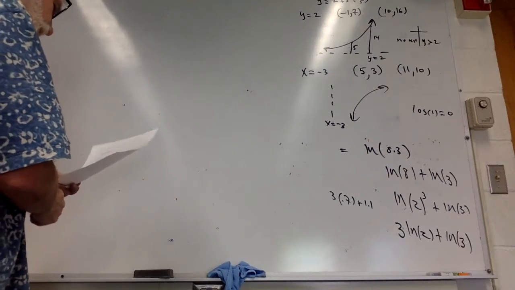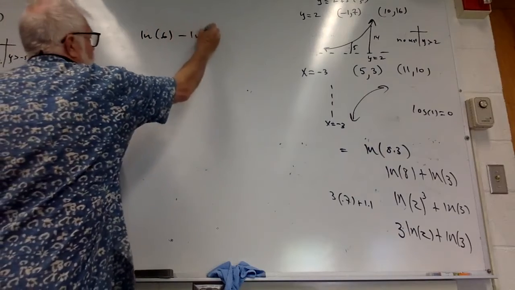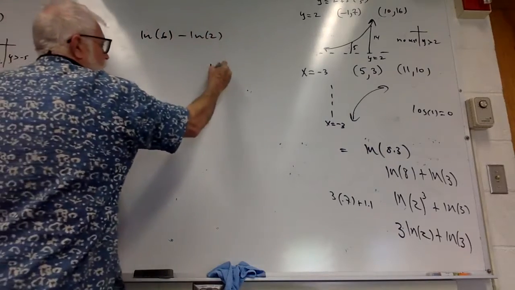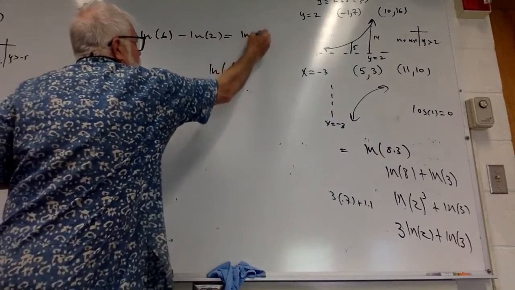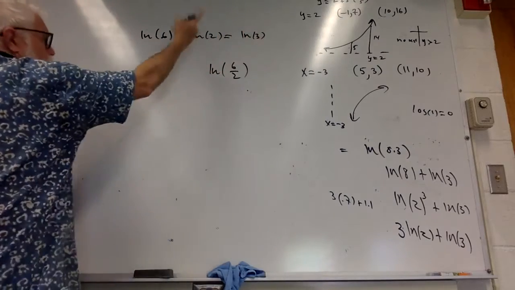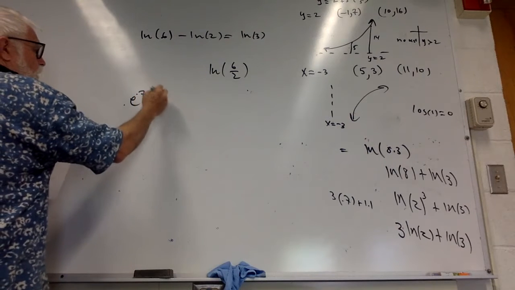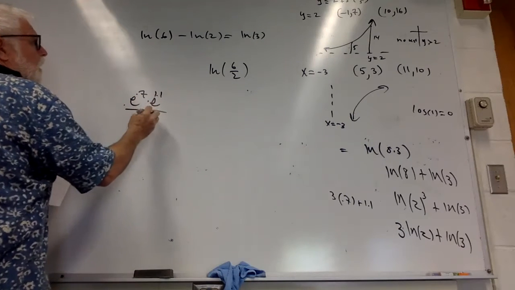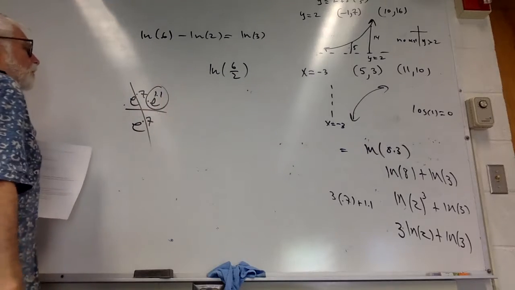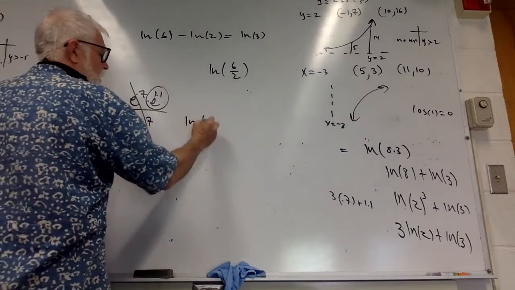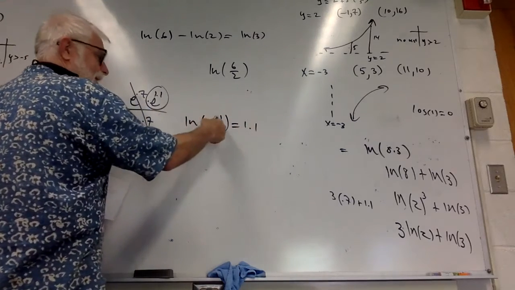All right, we should be able to craft a statement regarding ln of 6 minus ln of 2. All right, division is the ln of 6 divided by 2. We know that this is equal to the ln of 3, right? Because the rule. All right, so what is 6? 6 is e to the 0.7 times e to the 1.1, and I'm dividing by e to the 0.7. We can see the cancellation. We get e to the 1.1. So what is the ln of e to the 1.1?